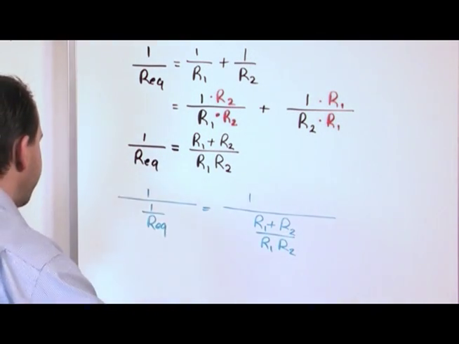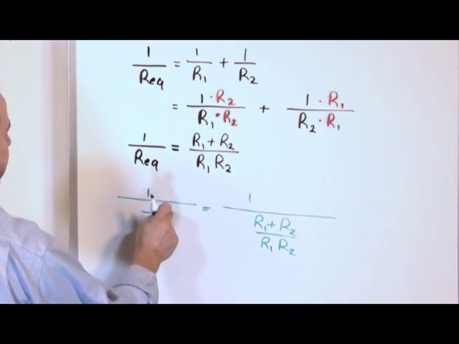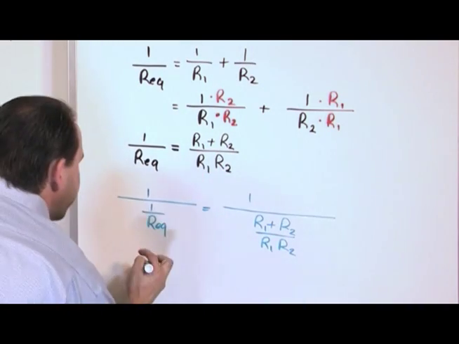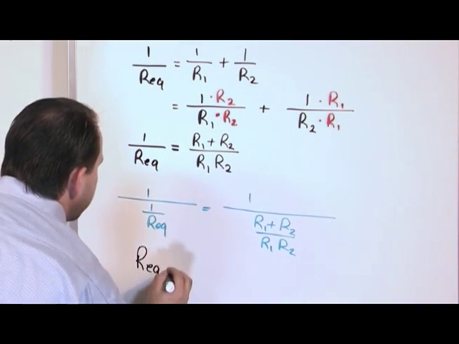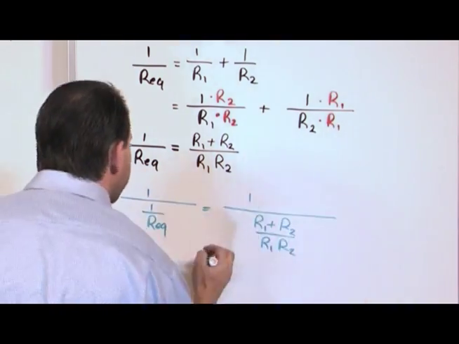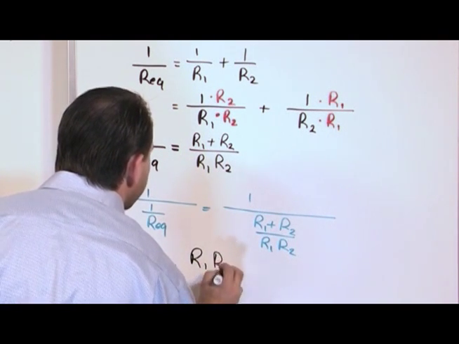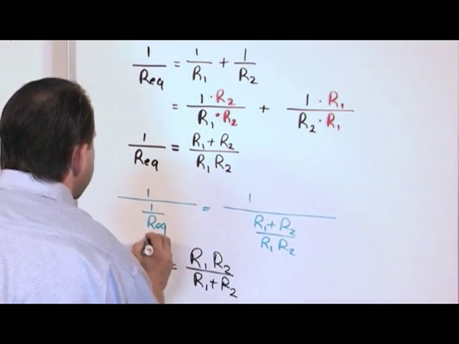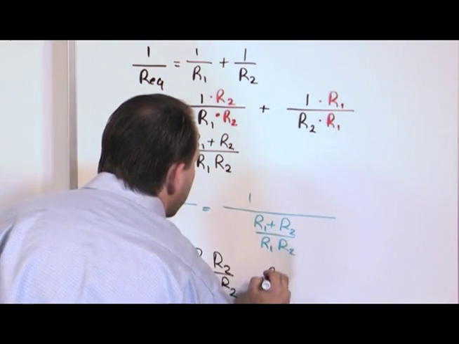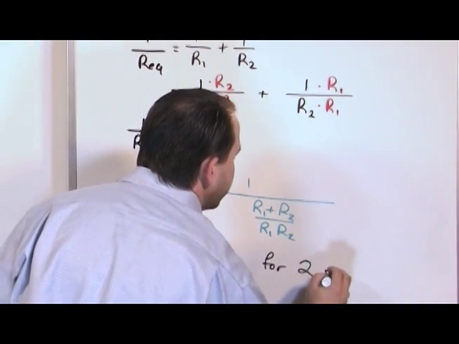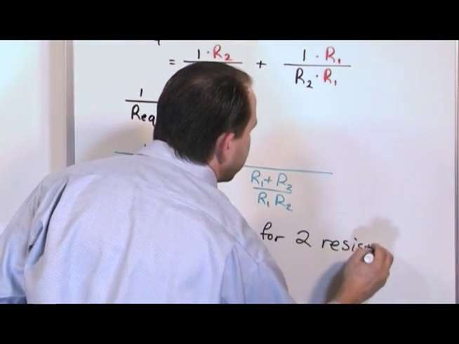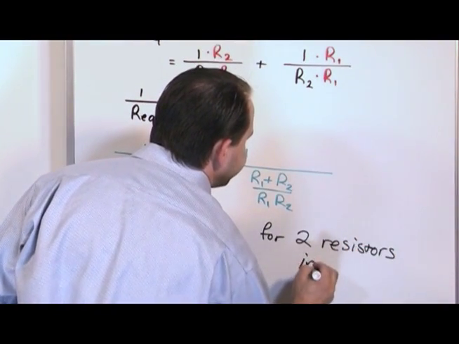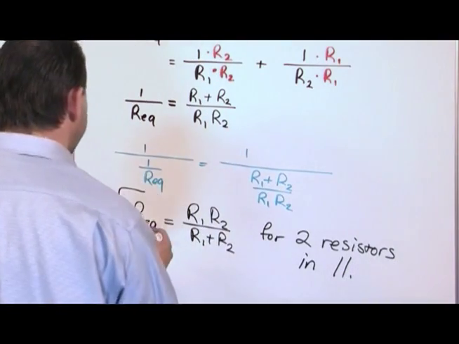And the reason I'm doing that is because on the left, if you have 1 divided by this, it's going to flip over, so you're going to have R_EQ is equal to, this is going to flip over, you're going to have R1 R2 over R1 plus R2. Now this is valid for 2 resistors in parallel. All right, so there you go.